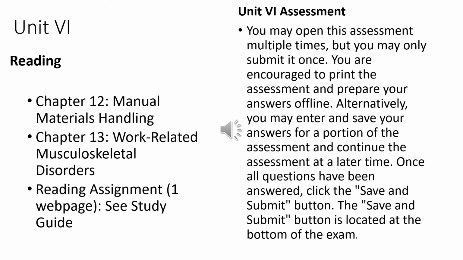For Unit 6, you want to read chapters 12, 13, and then also the reading assignment, as you can see in the study guide. You may open the assessment multiple times, but you may only submit it once. You are encouraged to print the assessment and prepare your answers offline. Alternatively, you may enter and save your answers for a portion of the assessment and continue at a later time. Once all questions have been answered, then click the Save and Submit button. The Save and Submit button is located at the bottom of the exam.